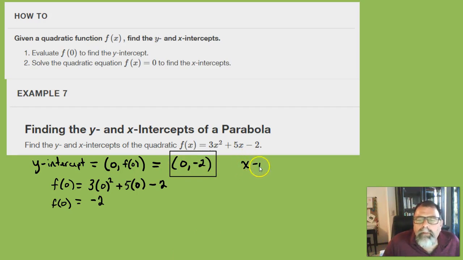Now for our x-intercept, you're going to find the zeros of the function. You're going to set the function equal to 0. So basically it's going to look like some expression equal to 0, and you can get 0, 1, or 2 solutions for this. So we're going to set the function equal to 0 because we want the y value to be 0. So 3x squared plus 5x minus 2 equal to 0. Then we have to factor it.